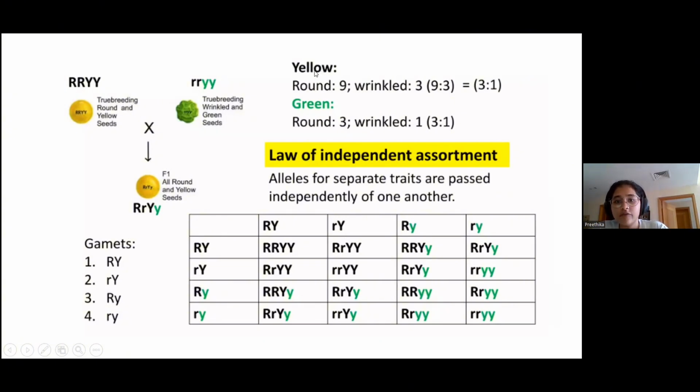So when he just looked at yellow and green, the yellow ones after the cross, he again segregated that into round and wrinkled. So out of the yellow peas that he got from the dihybrid cross, how many were round and how many were wrinkled? And he got the ratio of 9:3. And then again, the green ones, how many were round and how many were wrinkled? This is the law of independent assortment, where the alleles for separate traits are passed independently of one another. So this means that you don't always get yellow seeds with round seeds. It can be round and green. It can be wrinkled and yellow. So the traits are passed down separately and they're independent of one another.